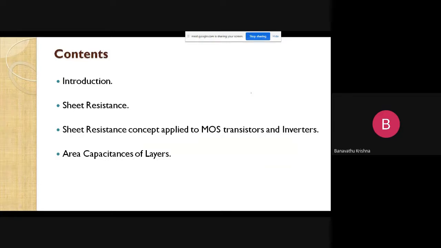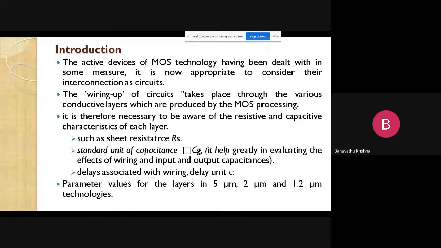So these are the contents here. Introduction, sheet resistance, sheet resistance concept applied to MOS transistors and inverters, and area capacitances of layers, right? So here, first one is the introduction. As I told you, to get the perfect performance at the output side, I want to measure some parameters here, characteristics of each layer, right?